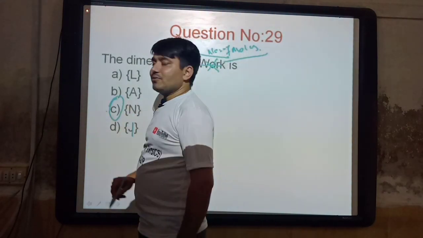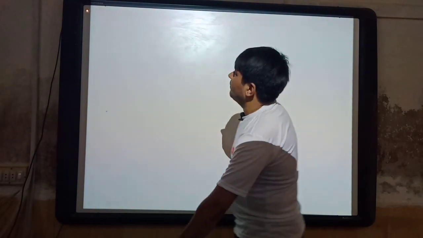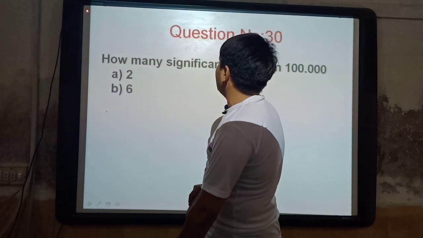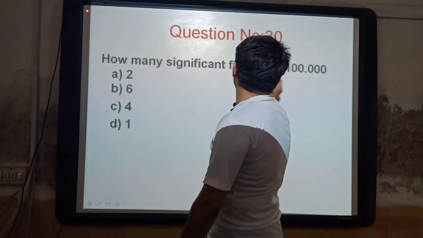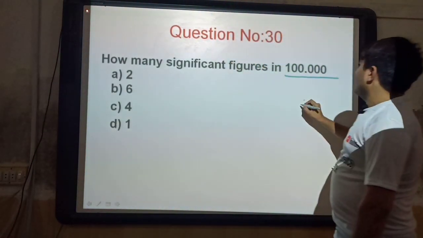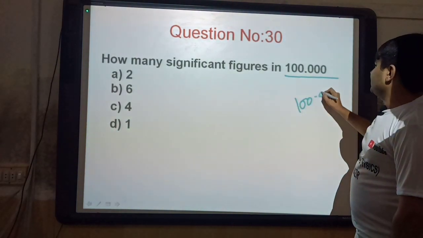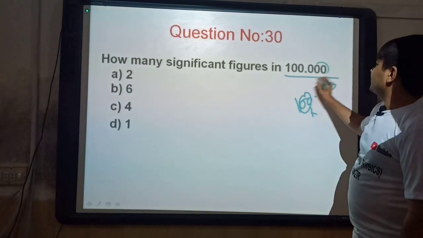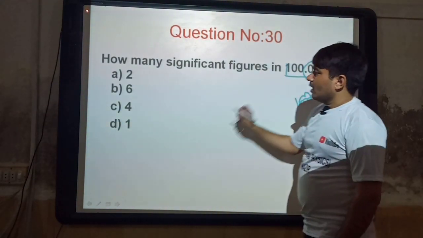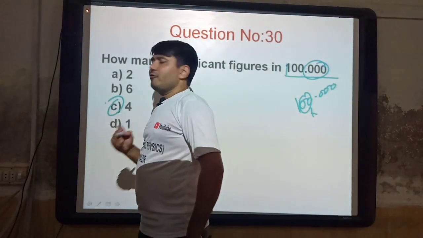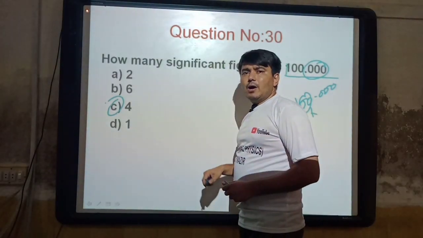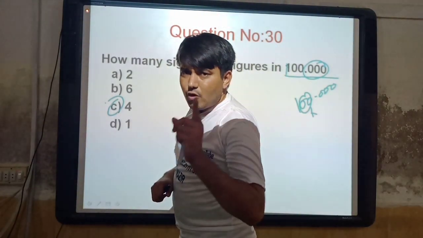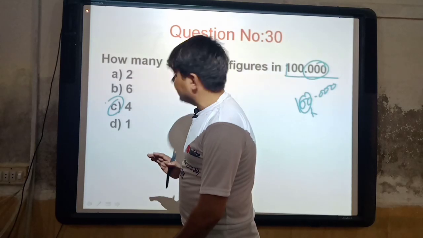Yes, it's a capital N. The dimension of the number of moles is a capital N. How many significant figures are in this number? 100.000. These two are not considered. These three are considered. How many significant figures? Four significant figures are considered.